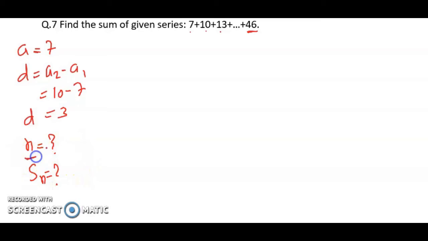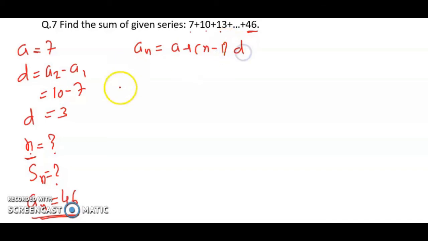So first of all, we have to find out the number of terms. The last term is given, that is the nth term, 46. So first we will use this formula, an equals a plus (n minus 1)d. Using this formula, we will find the value of n, and then we will find out the sum. So here an is 46, a is 7, n minus 1, and d is 3.